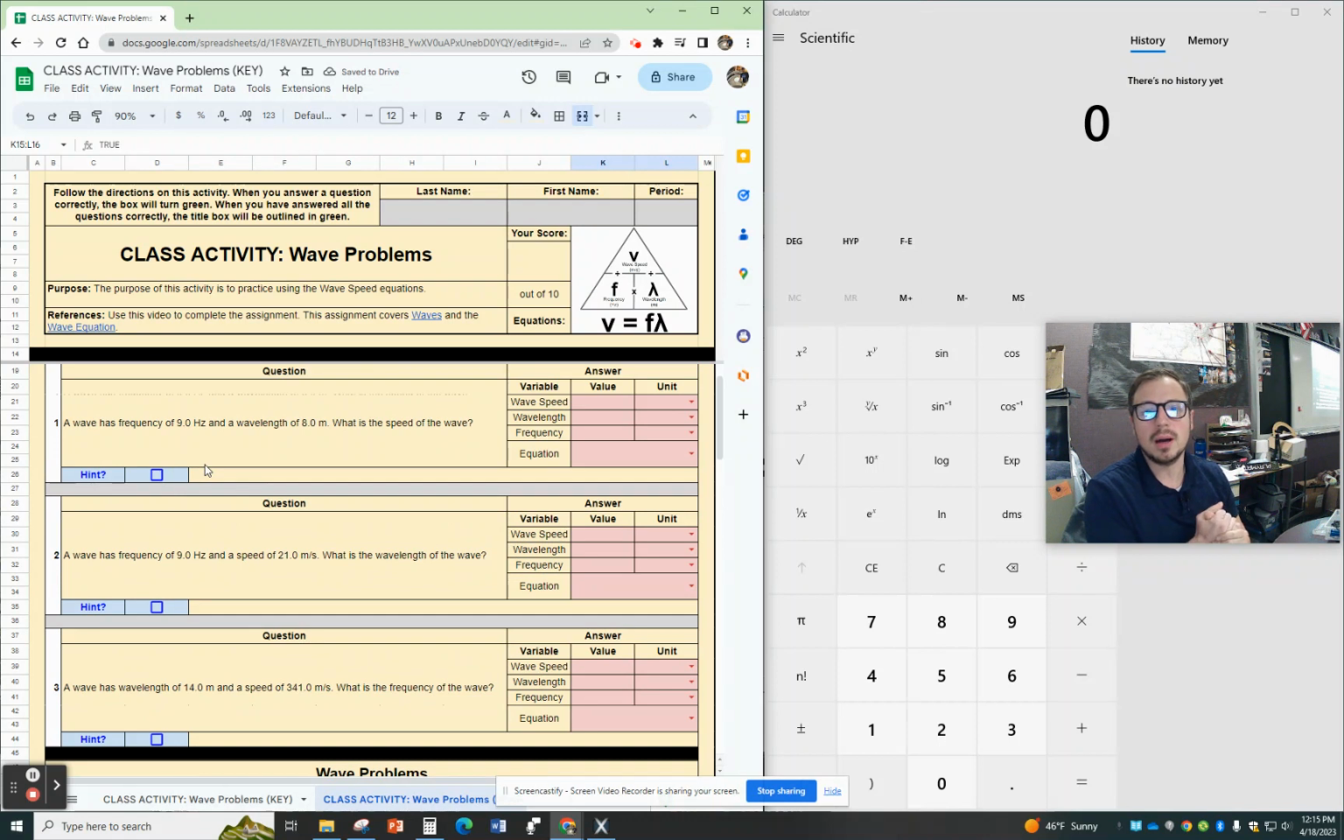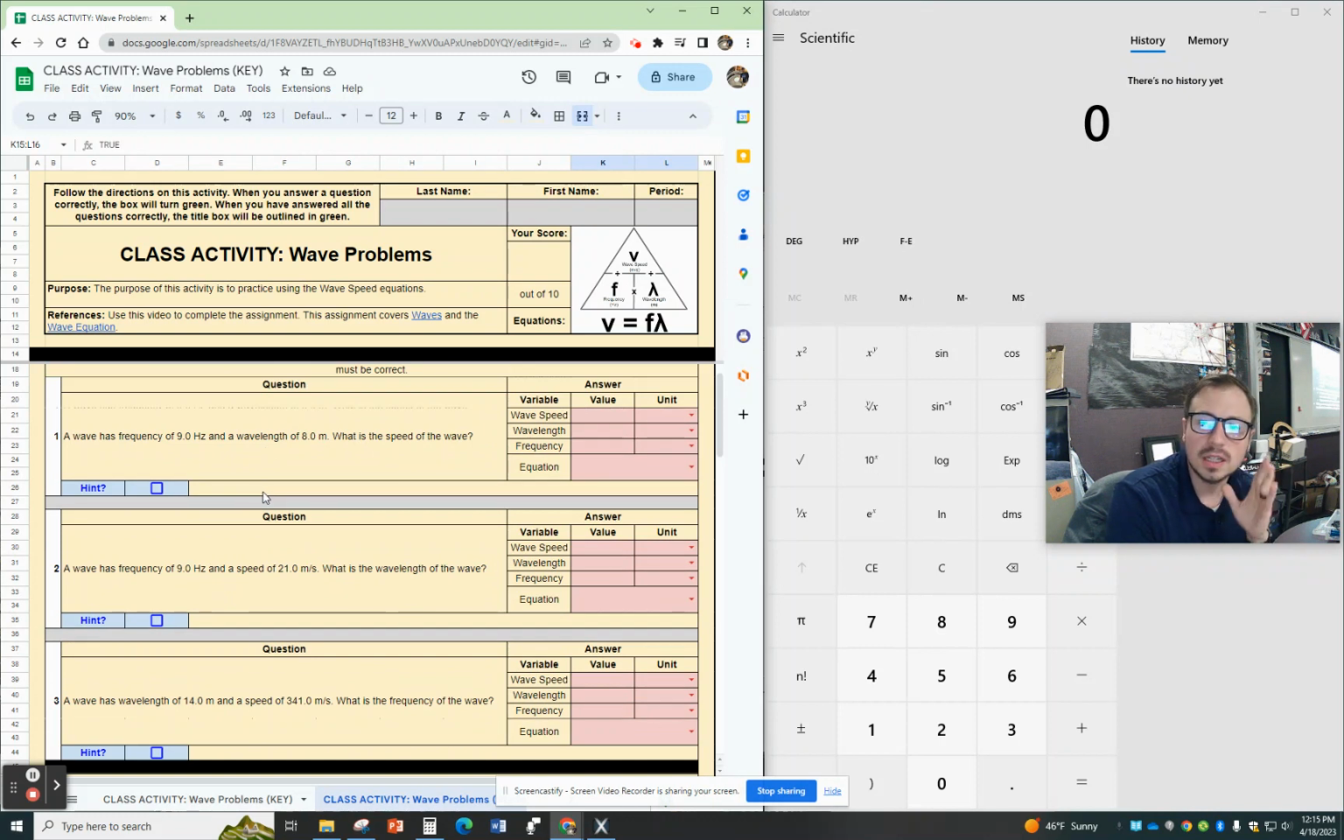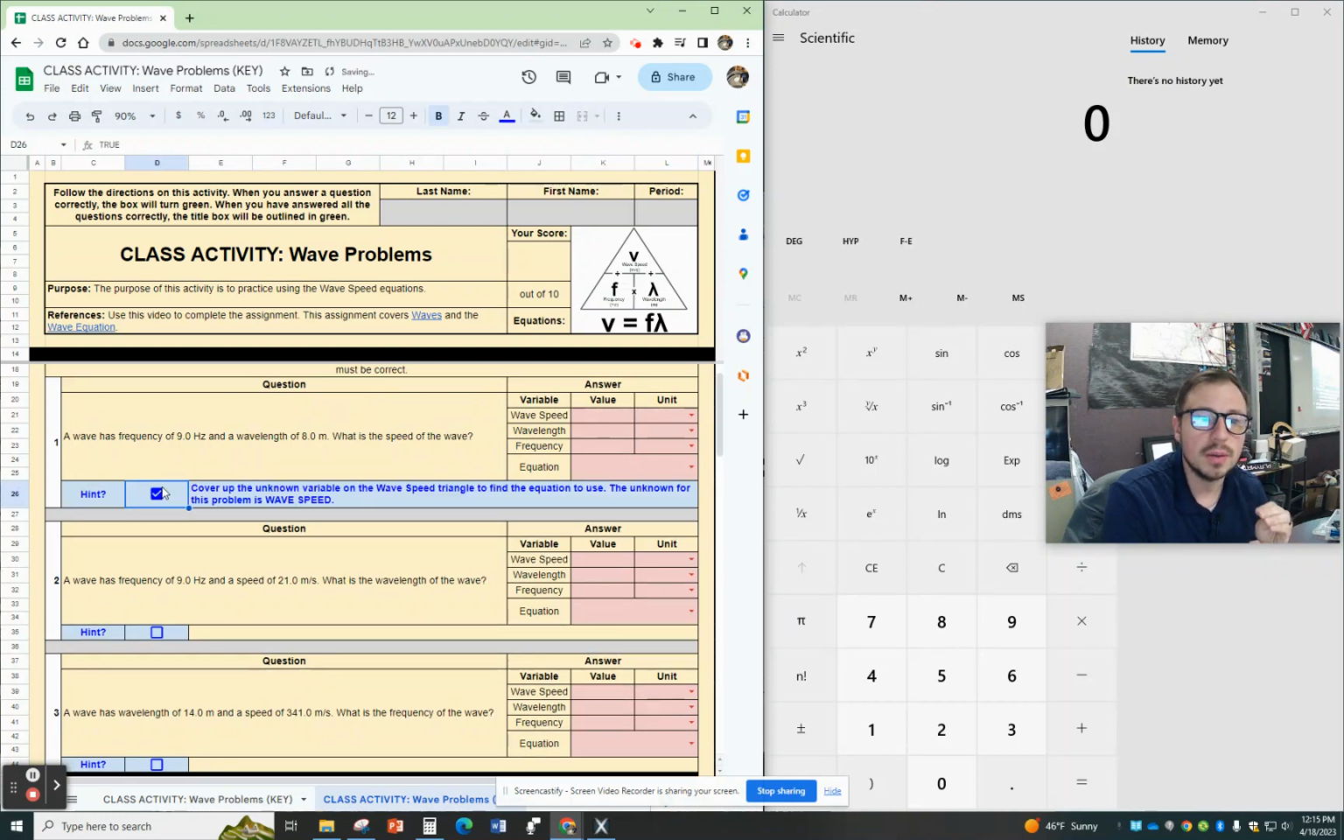There's only really three different types of problems with this. So let's look at problem number one. A wave has a frequency of 9 hertz and a wavelength of 8 meters. What is the speed of the wave? So I'm going to look at my little hint here, cover up the unknown variable on the wave speed triangle to find the equation to use. The unknown for this problem is wave speed. So I can look up here and cover up the wave speed, and it's frequency times the wavelength.